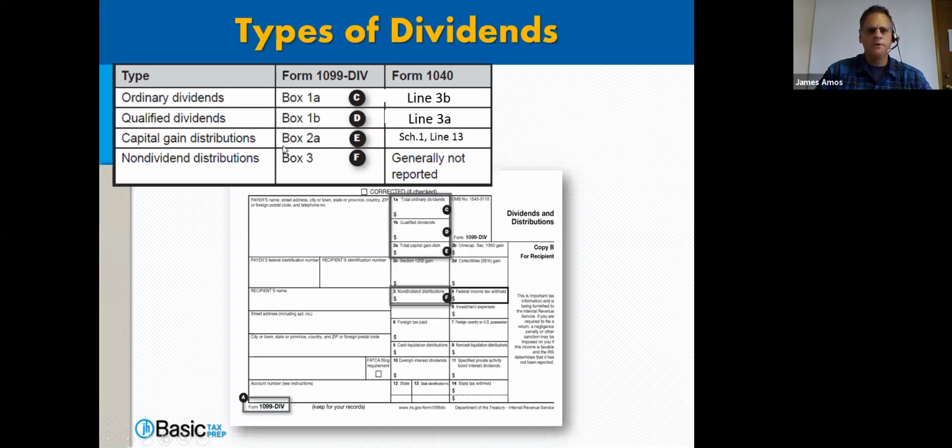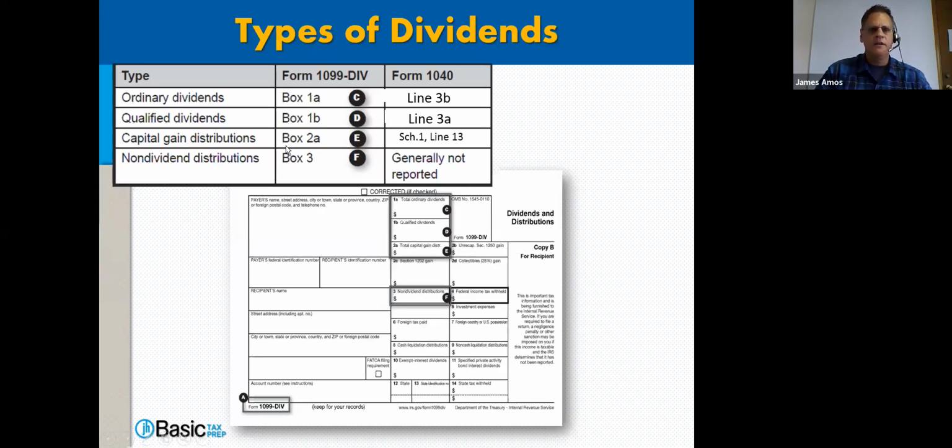Capital gain distributions. These are taxable to you in most cases. As a general rule, let's put it that way, and that's reported in box 2A, just like we showed. That goes on the 1040, but it's Schedule 1, line 13. By the way, do not remember these exact lines. I'm giving this to you so you can see how it all flows together. Just know it goes on the 1040.